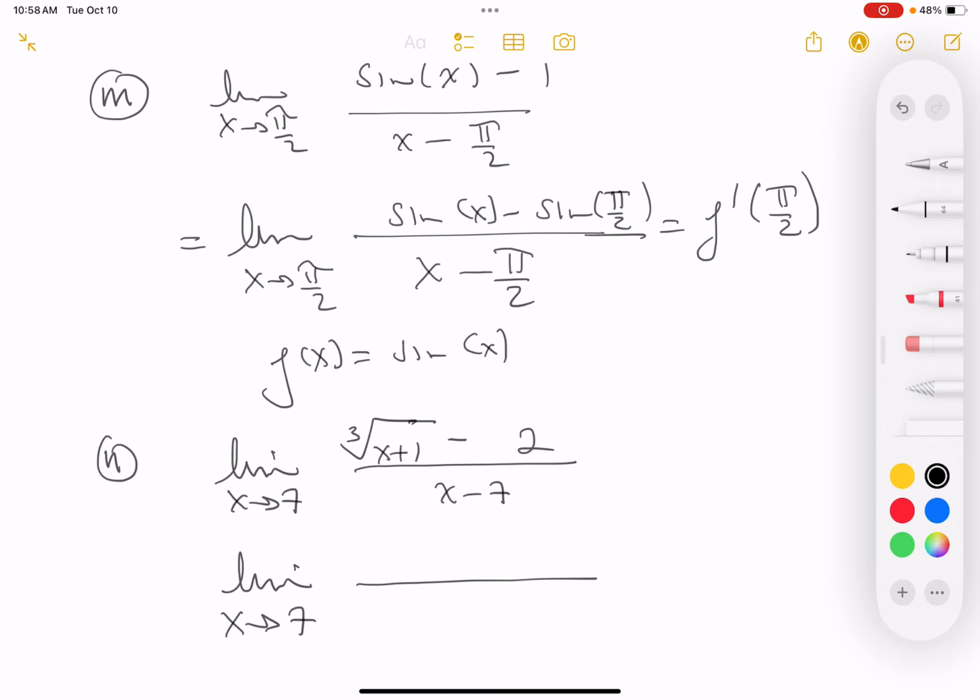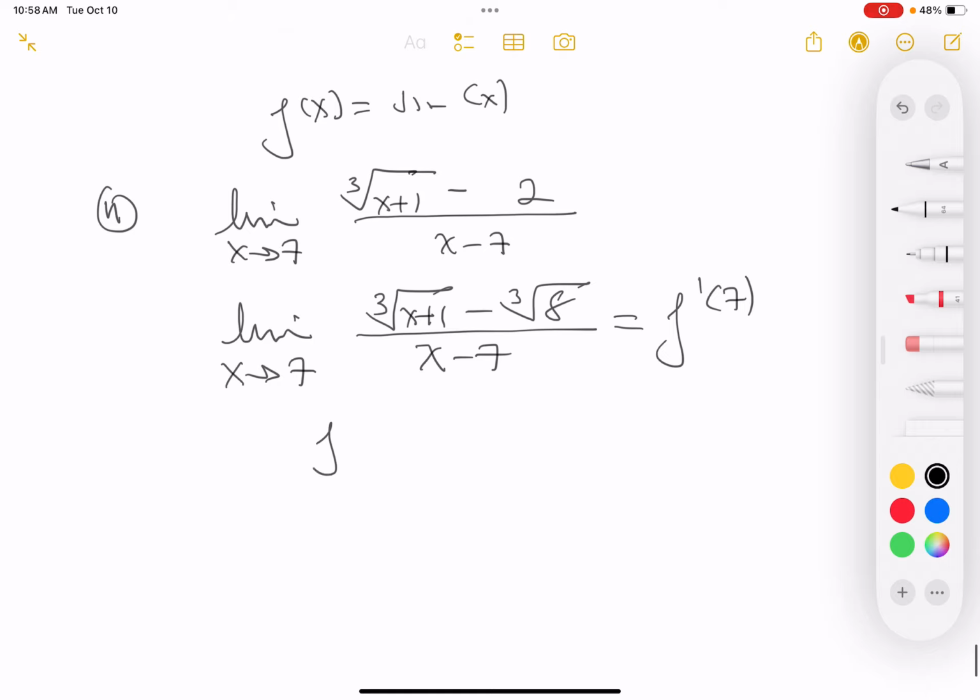And let's write this over here. X minus 7, cube root of x plus 1 minus the cube root of 8. And this looks like a derivative to me at 7. The question is, what's the function? Well, the function is going to be the cube root of x plus 1.